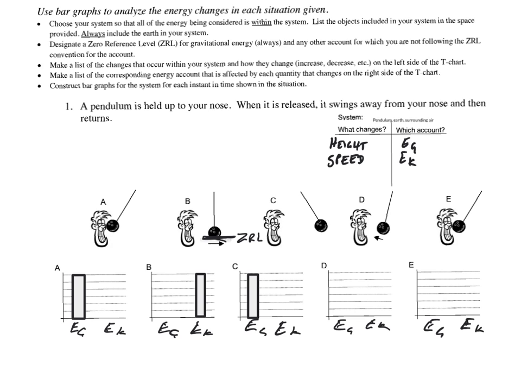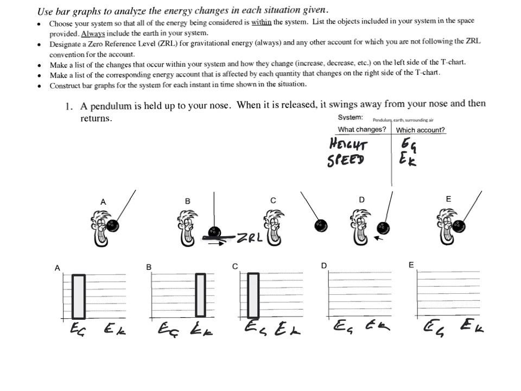And then at D we have the first weird one. You can see that the ball is not at the ZRL. It's a little bit higher than the ZRL, and it's also moving a little bit. So we're going to have a little bit of energy in both of those accounts. There'll be some energy in the gravitational energy account and some in the kinetic energy account. It doesn't matter which one's which.